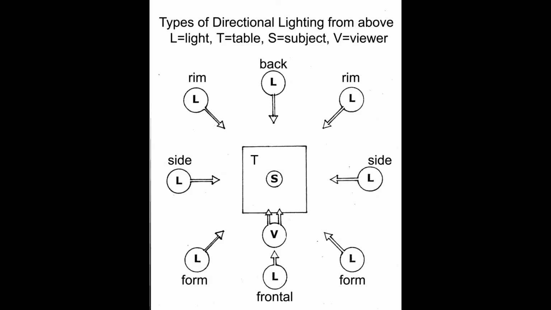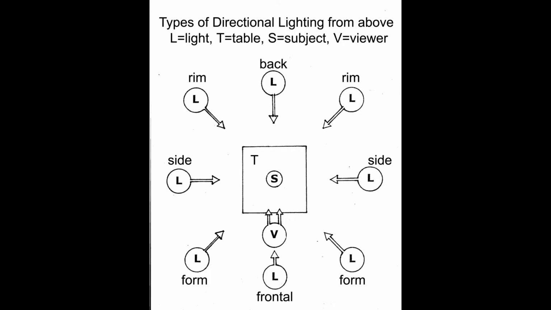In this next image, types of directional light, we're looking from above down onto the square as a table. The circle with the S in the middle of the table is the subject matter, V with the two arrows, as in two eyes, are the viewer, and then the L's are different light sources. And we need to understand and learn the names of these directions.